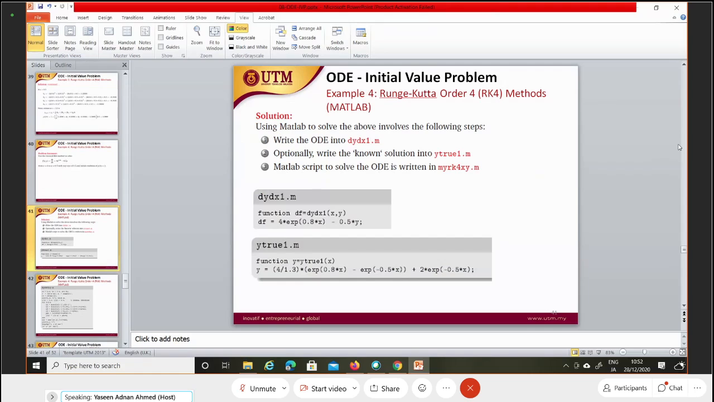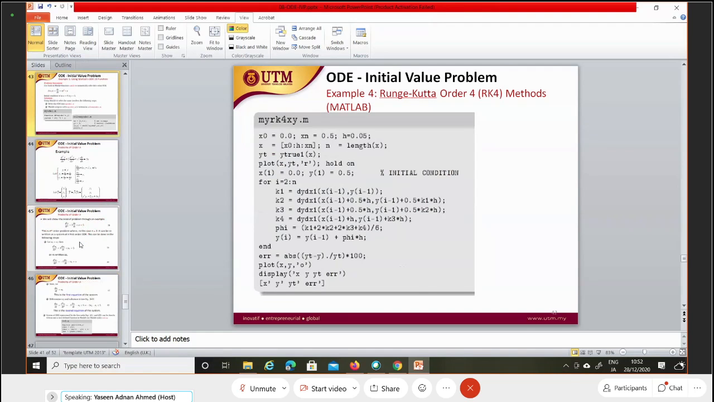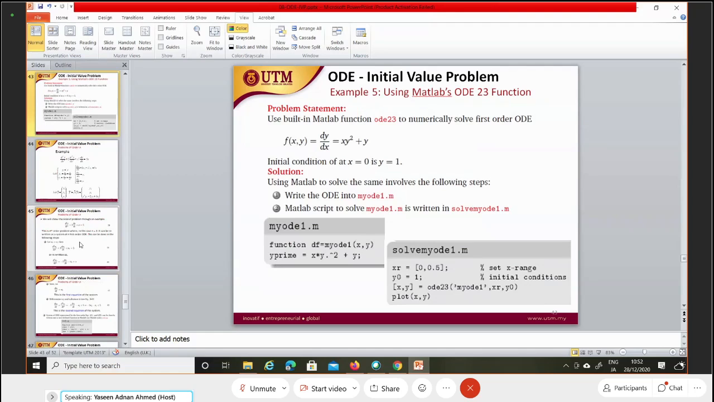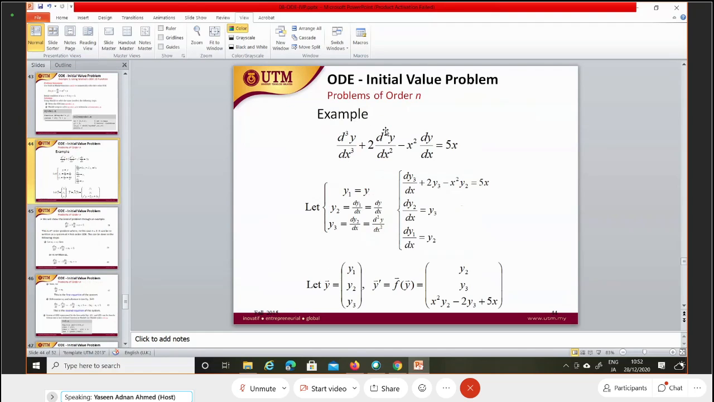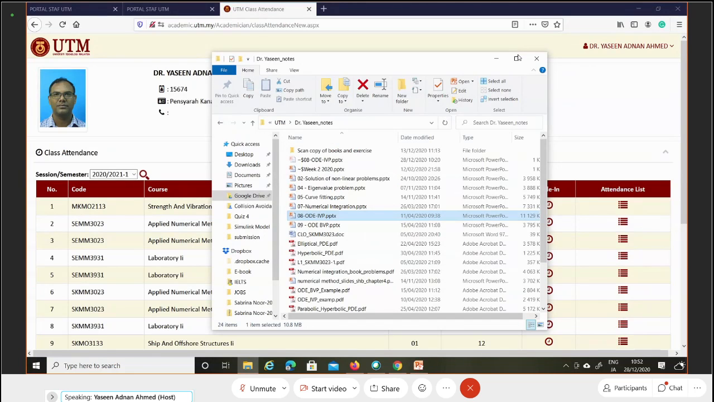So what are those things? We have some MATLAB functions. This one I already explained in my video, so please go through those things. I will not focus here. As I said, you can see x y square plus y. This is ODE23. We have ODE45. These are the built-in programs in MATLAB, so we can use those to solve the problem. So this is order n, but hold on.